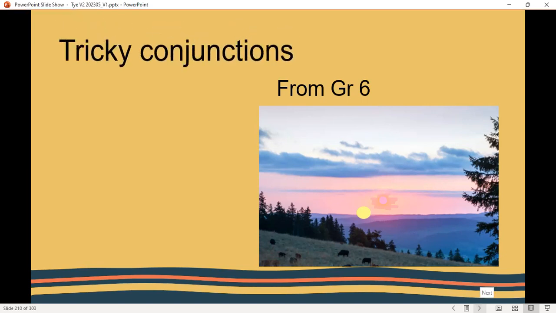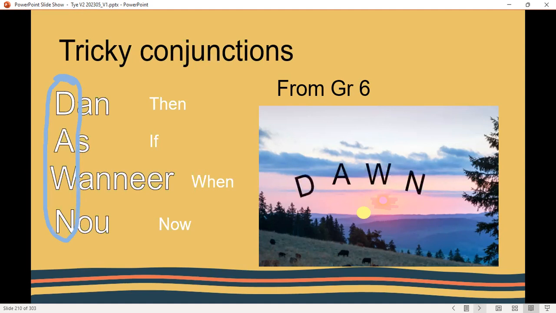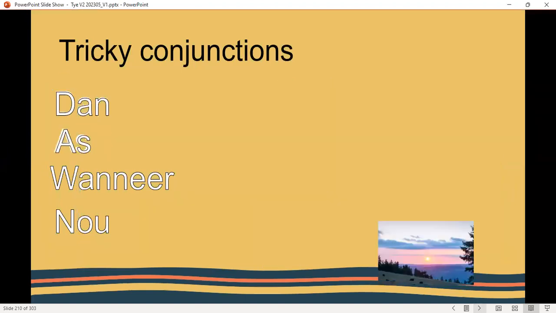So these are the tricky conjunctions. Dan, as, wanneer, and nou. And when you take those 4 letters, it forms the acronym DAWN. And I show the picture of the sun coming up just to remind the child about the DAWN conjunctions. So what's tricky about them?